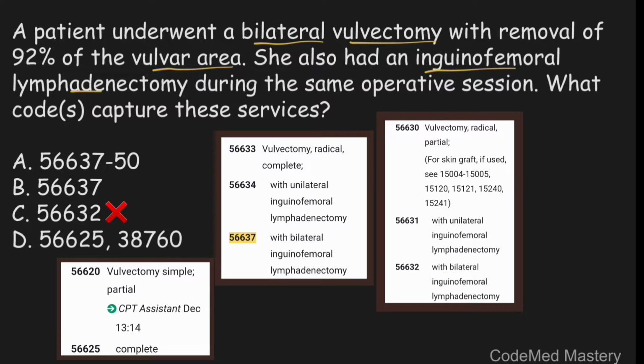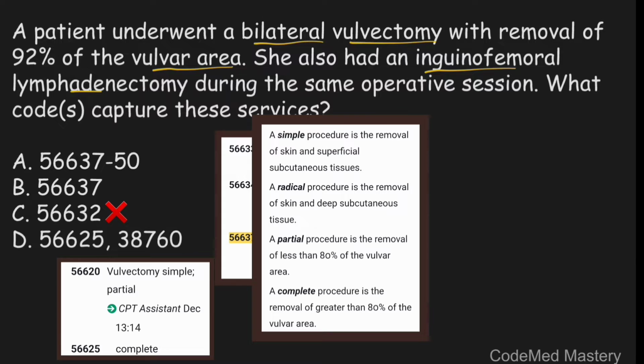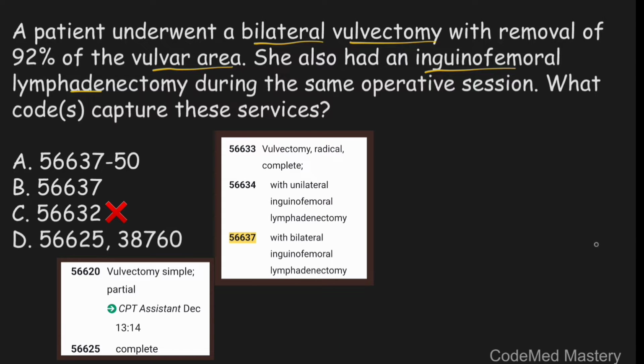Now, how will you understand whether the procedure is partial or complete? In your CPT manual, page number 439, they have given the definitions which apply to the vulvectomy codes. In that you can see a complete procedure is the removal of greater than 80% of the vulvar area. In the question they have mentioned removal of 92% of the vulvar area. So this is a complete procedure. Therefore, we are using the code 56637. We'll eliminate option C because that is for partial.